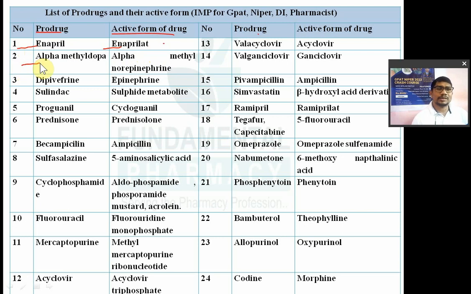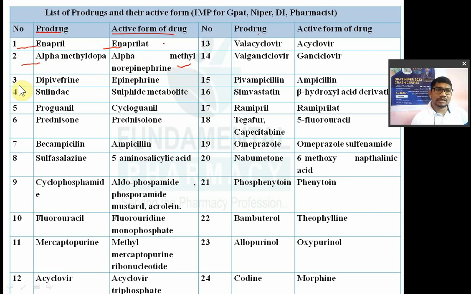Then another example is alpha methyldopa. Alpha methyldopa is a सेंट्रल एंटी हाइपरटेंसिव ड्रग, centrally acting antihypertensive drug होता है. It is converted to alpha methyl norepinephrine, alpha methyl नॉरएड्रेनालिन. So alpha methyldopa is a prodrug converted to alpha methyl norepinephrine.